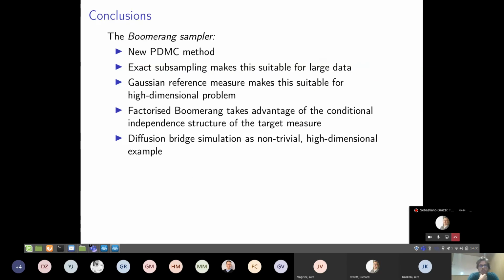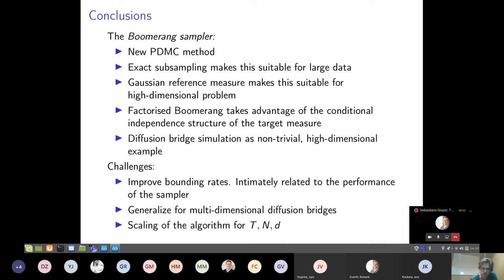Yes, in conclusion, the boomerang sampler is a piecewise deterministic Monte Carlo method. We can use subsampling, which makes the algorithm suitable for large data. And the Gaussian reference measure also makes the algorithm suitable for high-dimensional problems. Now, we also introduced the factorized boomerang sampler, which takes advantage of the conditional independence structure of the target measure. And we show the performance of the boomerang sampler for a non-trivial example, which is the diffusion bridge simulation.